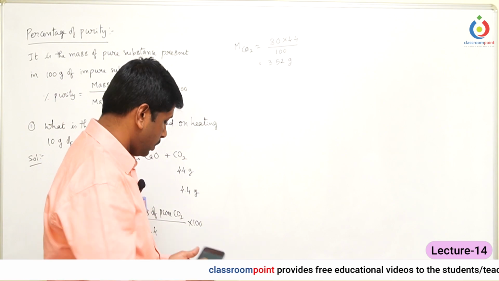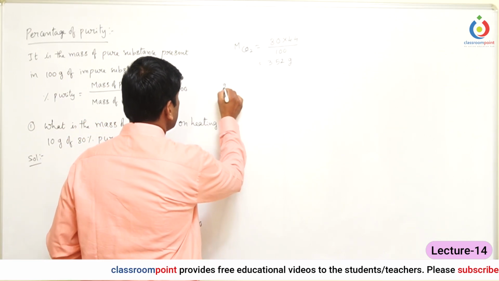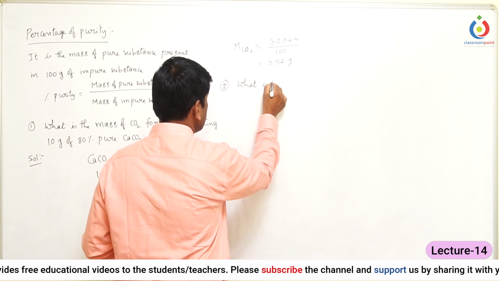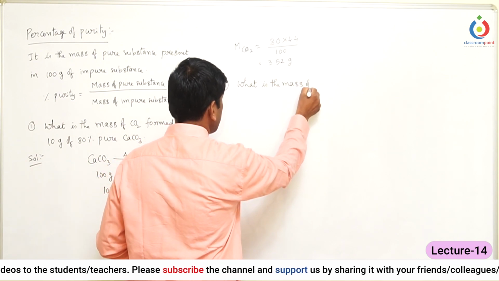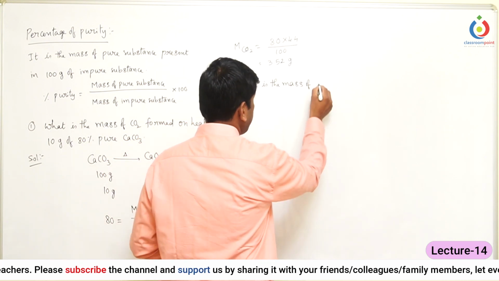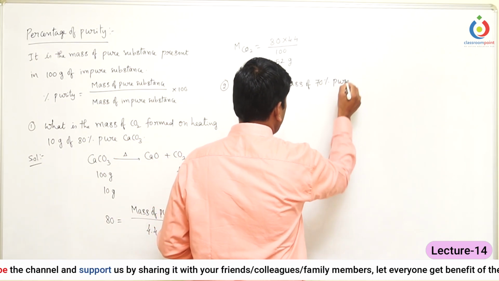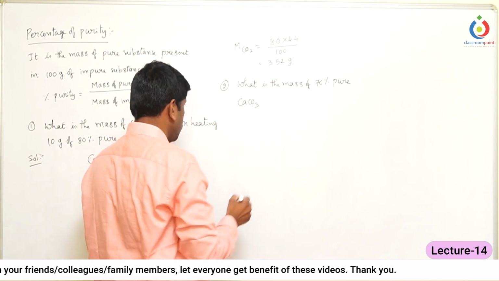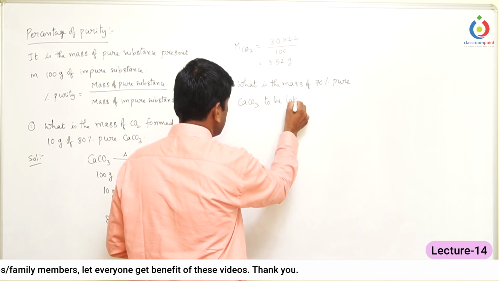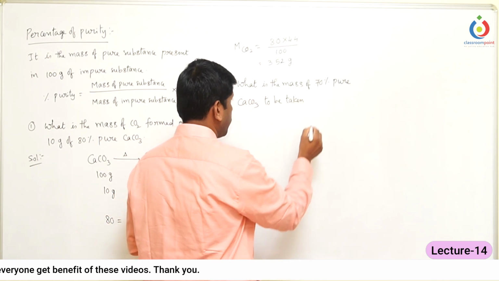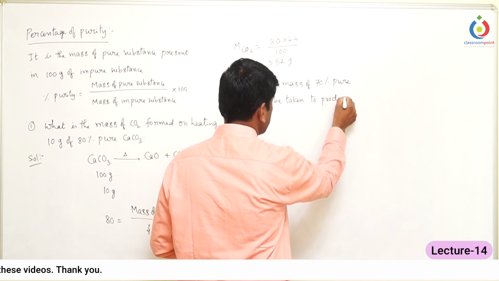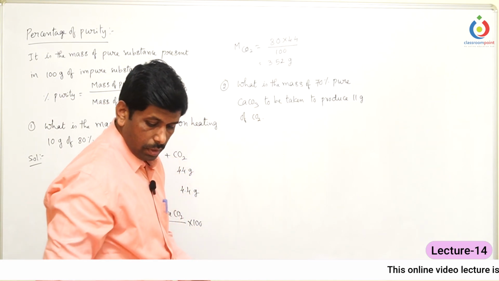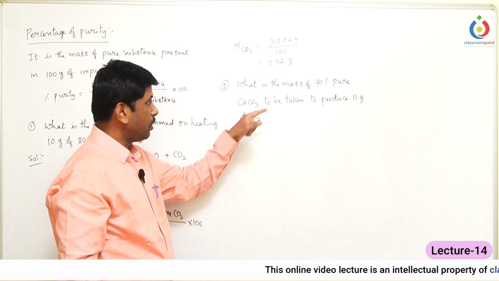Let us take one more question. We have many questions in this video. So the second question is, what is the mass of 70% pure CaCO3 to be taken to produce 11 grams of CO2. So the concept is similar, but here we need to calculate the mass of the reactant.